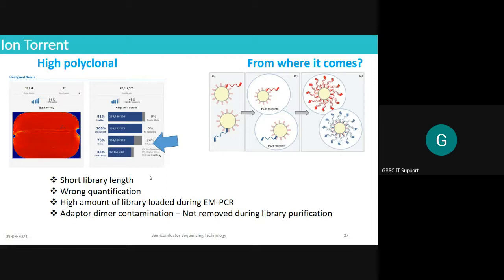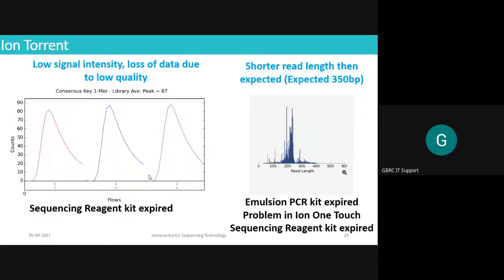And to overcome that, you also need to check for adapter dimer contamination or a high amount of library being loaded in the emulsion PCR. What will happen if a high amount of library is loaded? There are some fragments of your library which have a higher PCR affinity. They will end up getting amplified more.